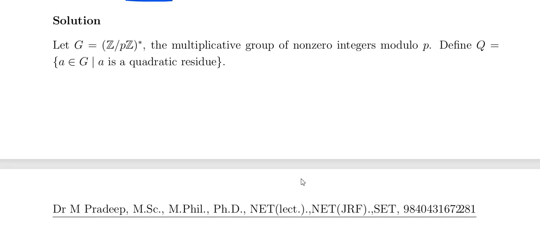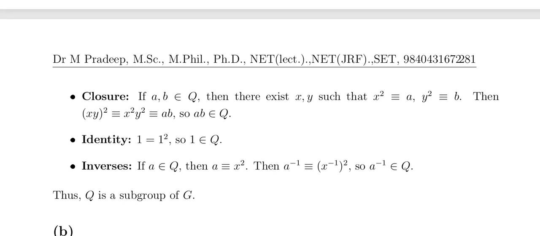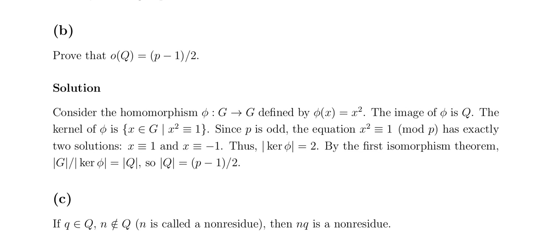We can define the subgroup this way. Let G be Z_p, the multiplicative group of non-zero integers modulo p. Q is the subgroup, the collection of elements in G where a is a quadratic residue. And the order of Q is (p-1)/2.